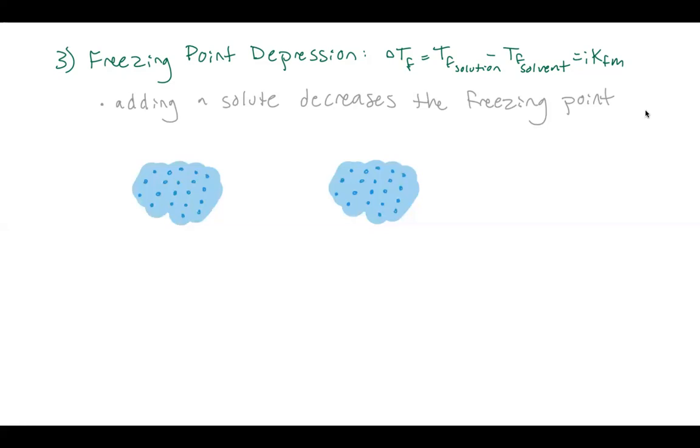Let's use some drawings. Let's say we have some water over here, and these blue dots are the water molecules, and they want to become ice. They want to freeze. When they freeze, they're going to form stronger hydrogen bond interactions and become closer together. But let's put in some solute. Let's say we're adding some solute to the left, but just a little. But on the right, we add a lot of solute.